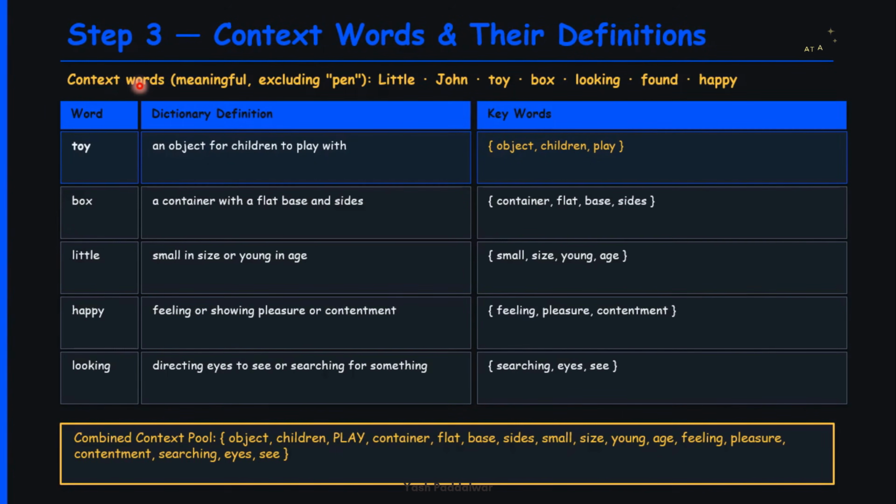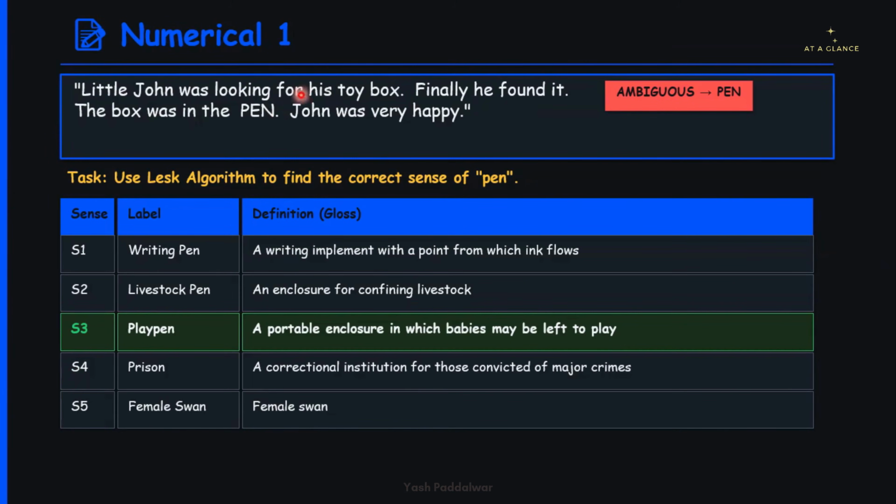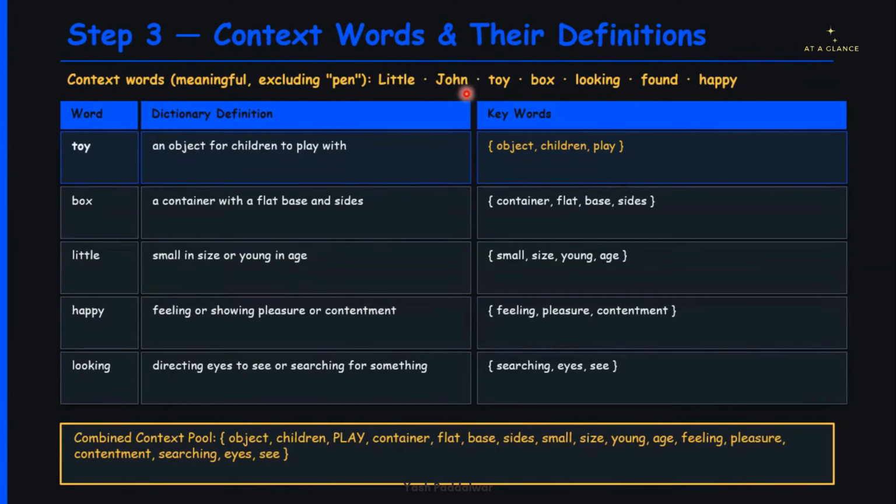Now in the sentence we were given, we have to capture the meaningful words, excluding the word pen, which is the ambiguous word. So what was the sentence? Little John was looking for his toy box and all. So without this word pen, we have to capture all the important words. For example, little is a word, John is a word, looking is a word, like this. We have to capture the important keywords out of this particular context given to us. Then for each of these context words we have to get the dictionary definition of that particular word. Don't worry, these dictionary definitions will also be given to you.